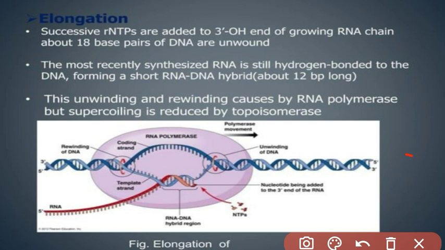The unwinding and rewinding by the RNA polymerase is relaxed by topoisomerase.